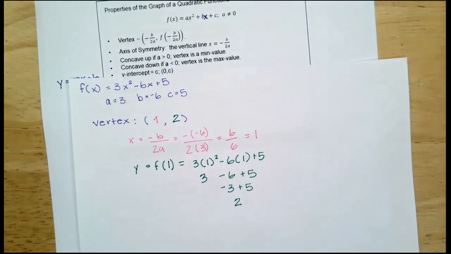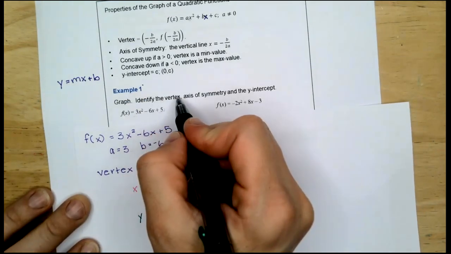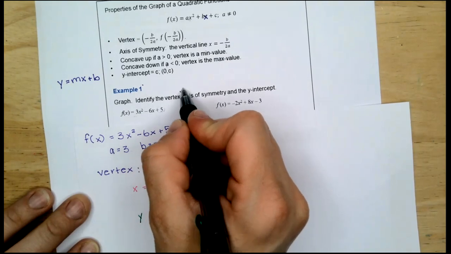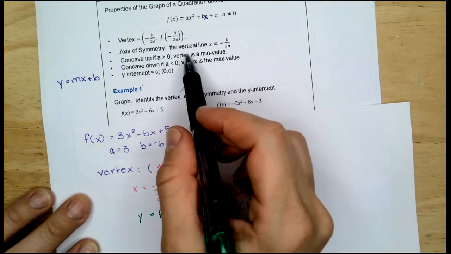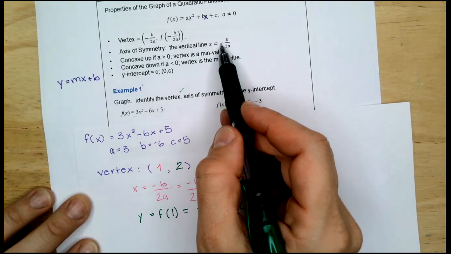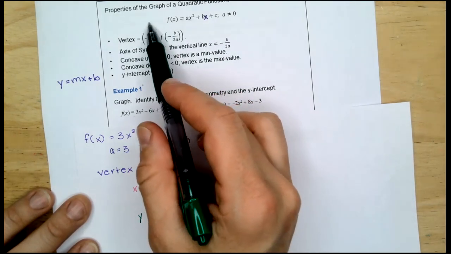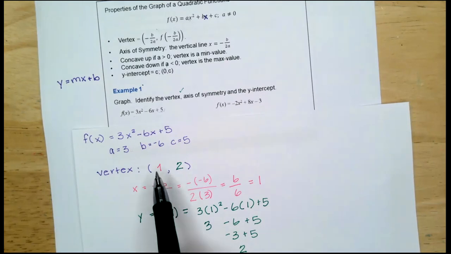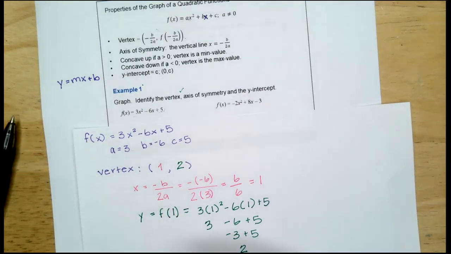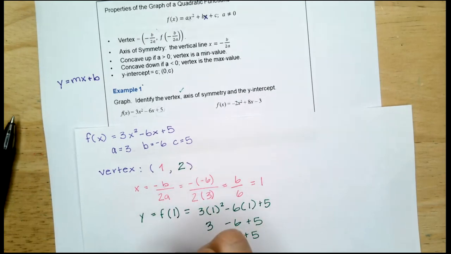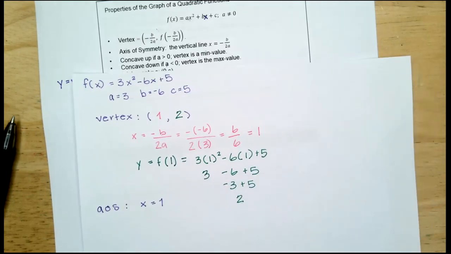Okay? It asked us to find the vertex. So we got the vertex. Axis of symmetry comes quickly after the vertex. It's the vertical line x equals, and then whatever your x value of your vertex was. So my axis of symmetry, you can just call it my AOS, is just going to be x equals 1. Oh, sorry, you couldn't see that.